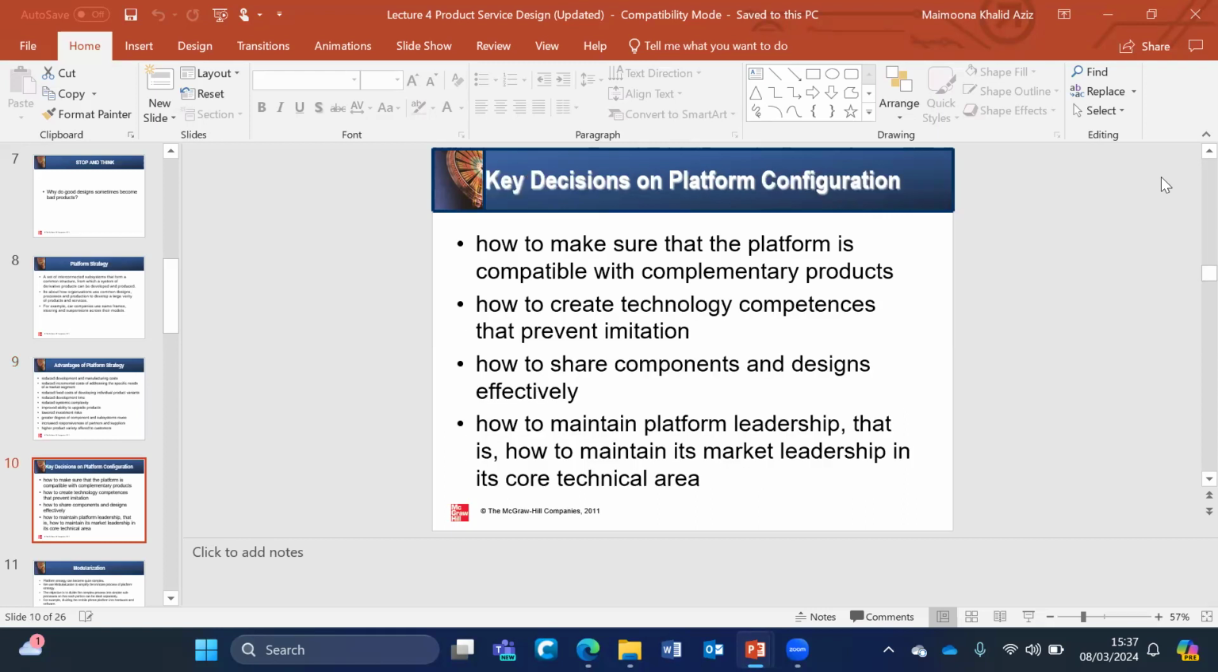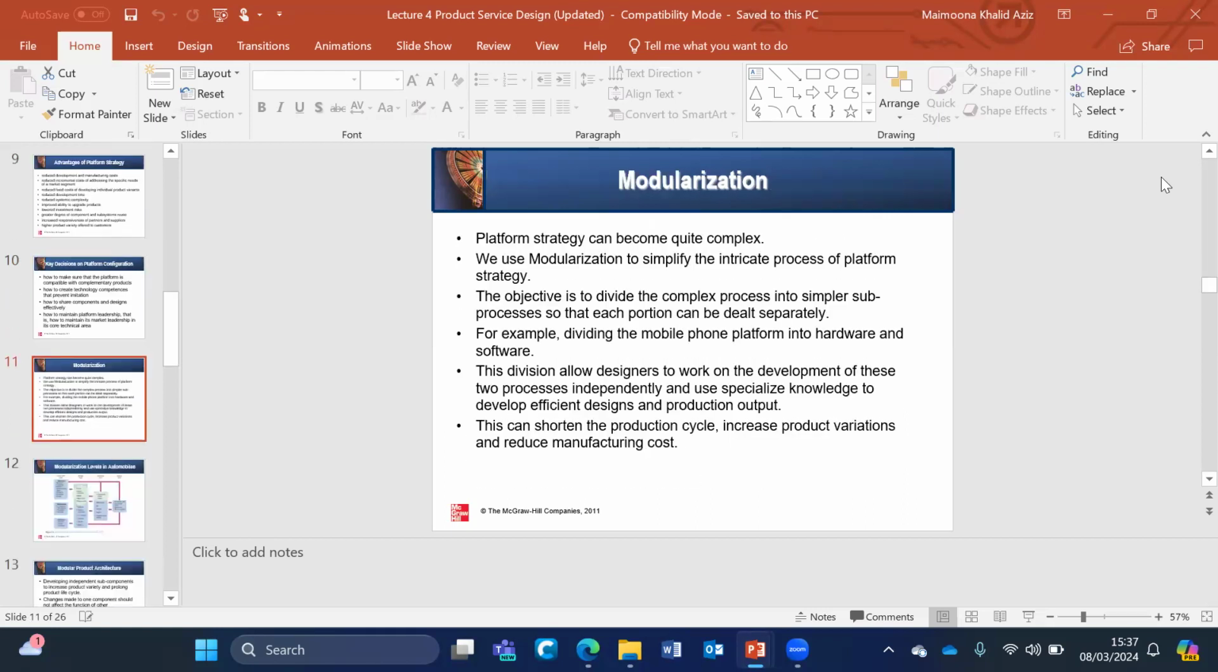Then the next main way of manufacturing is modularization. If product platform strategy is becoming more complex, if we can't use the same frame or base for all our products, then we need to move to a modularization strategy. Here the objective is to divide the complex process into similar sub-processes so that each portion can be dealt with separately.